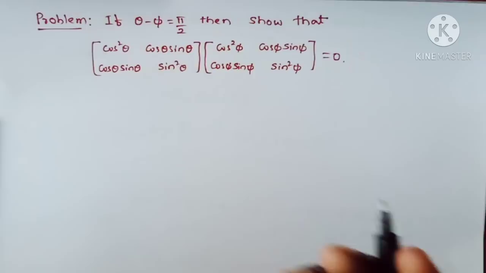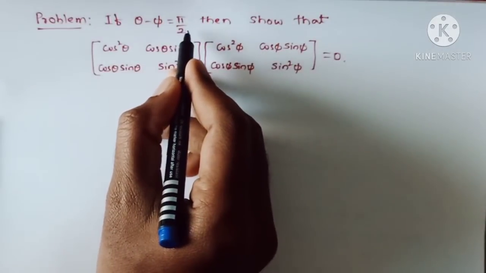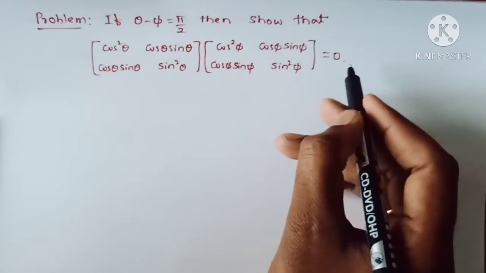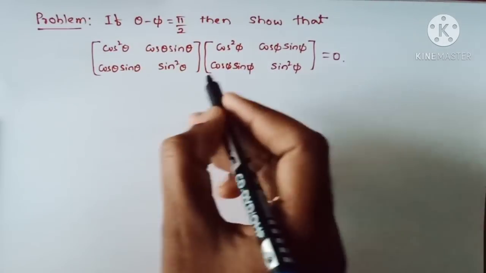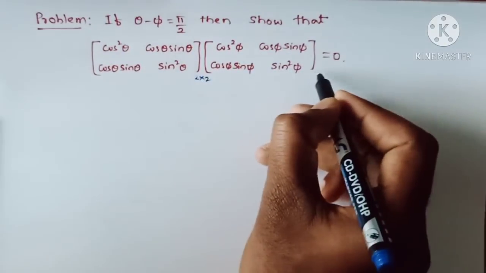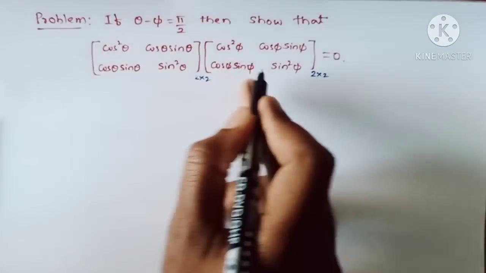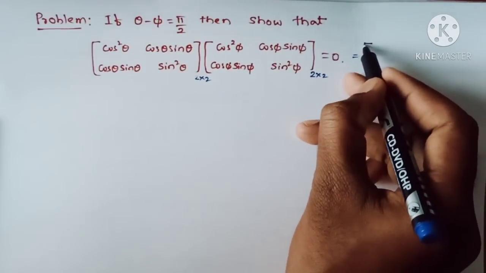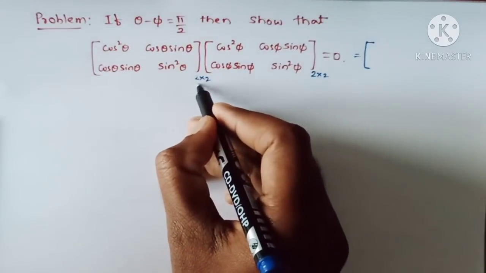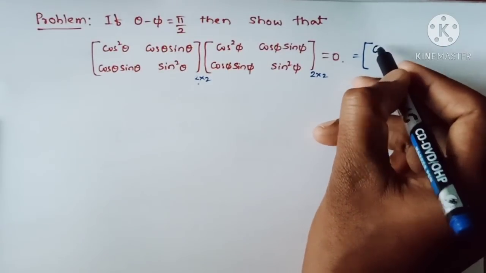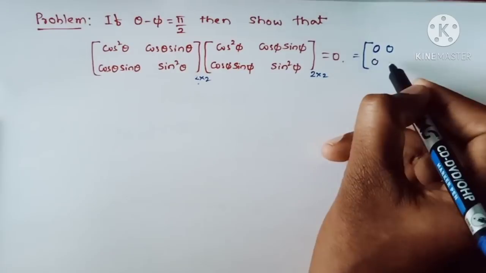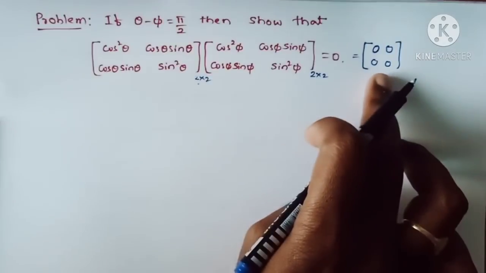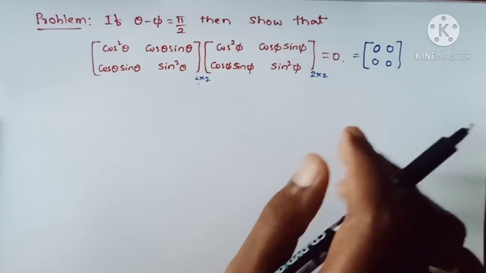So here the problem is: if theta minus phi is pi by 2, then show the product of these two matrices is equal to 0. Here 0 means a 2 by 2 matrix, and this is also 2 by 2 matrix. So the matrix multiplication exists, and to show it is equal to 0, we need to show the resultant matrix of order 2 by 2 is 0 0 0 0.